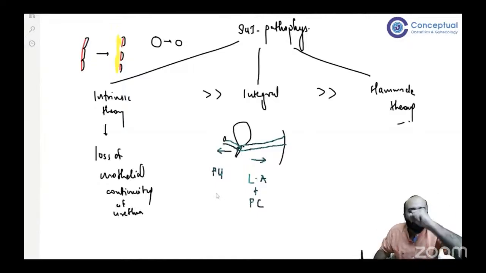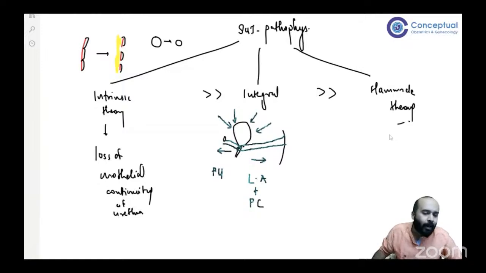Earlier it used to be completely closed, however much stress came from above. Whenever there used to be coughing or sneezing, whenever the pressure increased on the bladder, it still stayed closed. But now because of the weakening, it is lying open and urine immediately passes out. This is the second most acceptable theory of SUI.